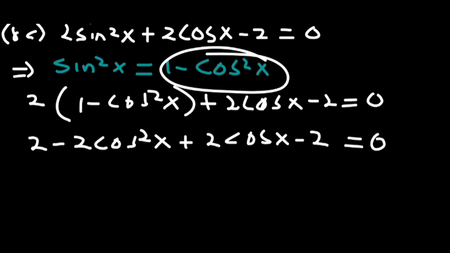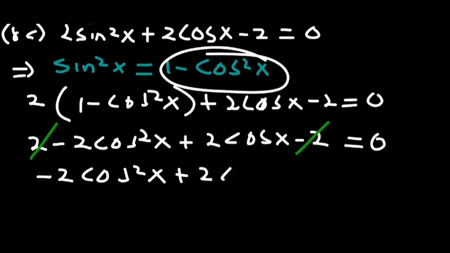As you can see, these 2 and these 2 can cancel. So we remain with negative 2 cos squared x plus 2 cos x is equal to 0. Okay, so now what can we do?